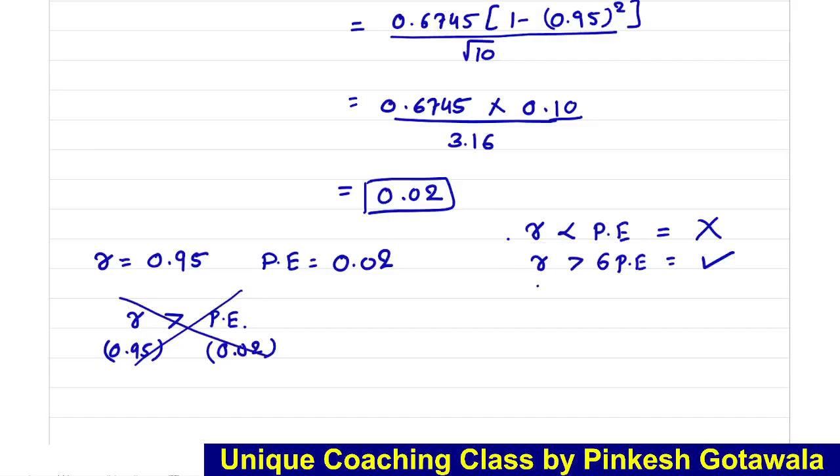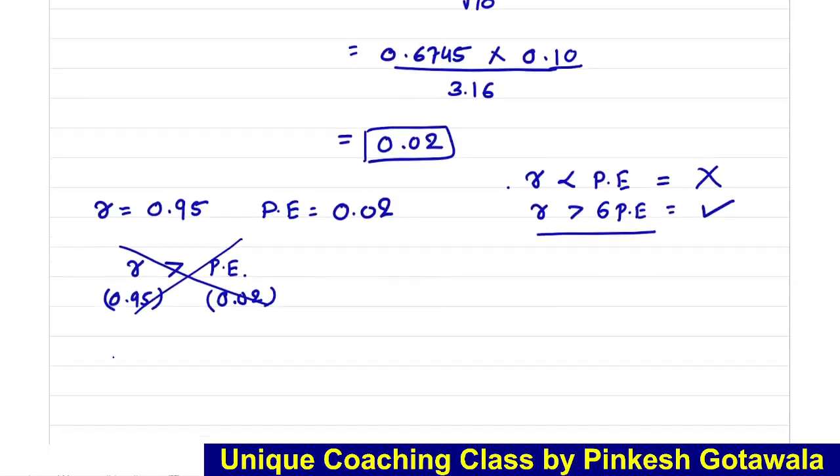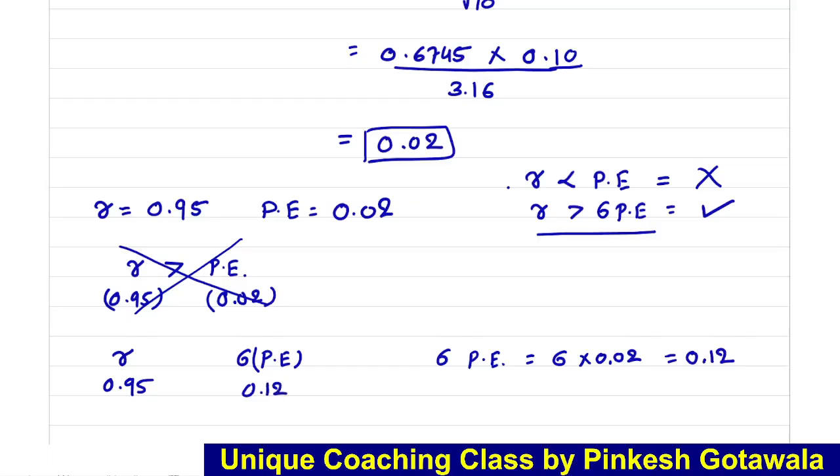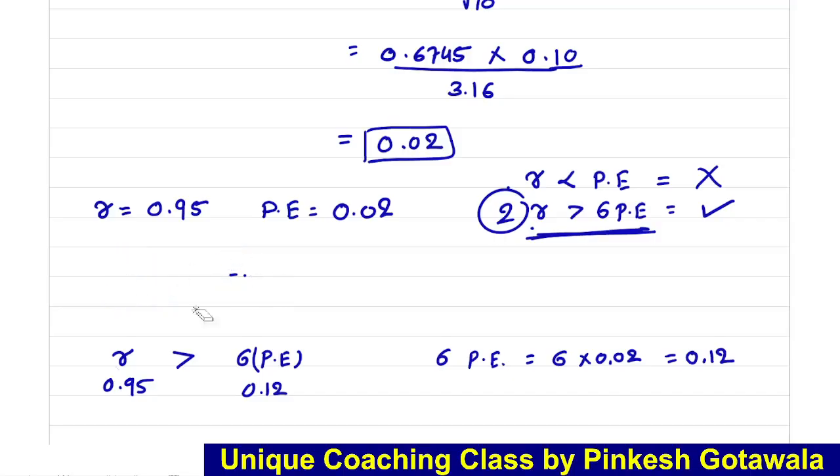Now let's check the second rule, r and 6P. r is 0.95 and here 6P. So let's find out 6P separately. 6 into P 0.02, the answer is 0.12. Here 0.12. Now put the sign. Which sign would form? Here the greater than sign forms. Look here, the second rule matches. The second rule has matched, r greater than 6P. Clear how to calculate?